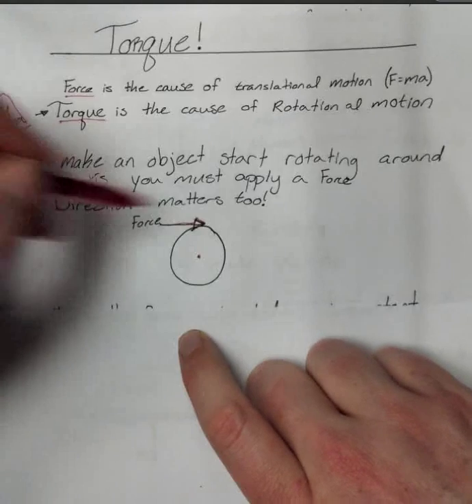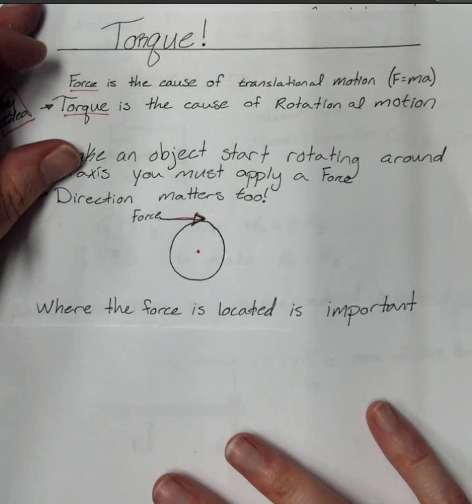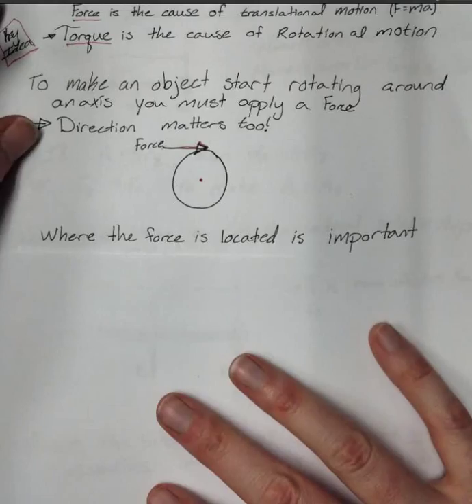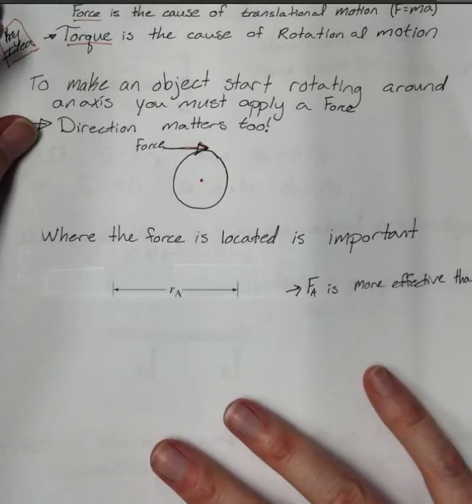So that means that where I apply the force and how I apply the force is going to matter to actually cause it to accelerate in a rotational way. So where the force is located and the direction of the force is going to be important when we're looking at what causes rotational motion.